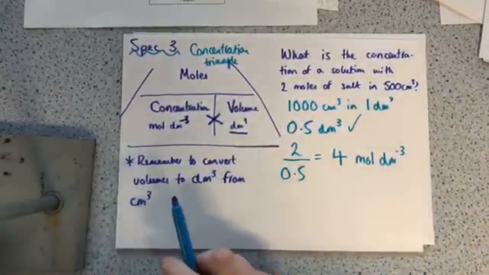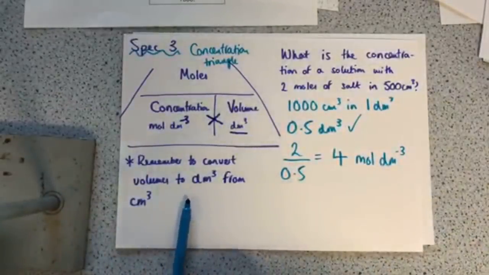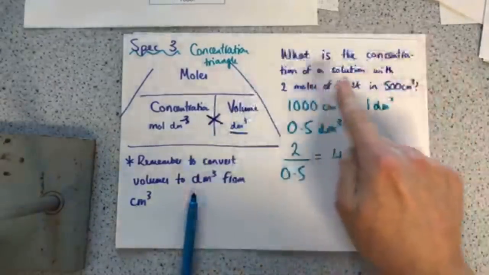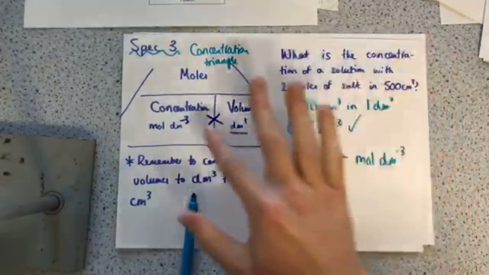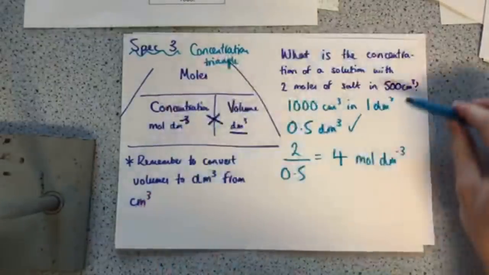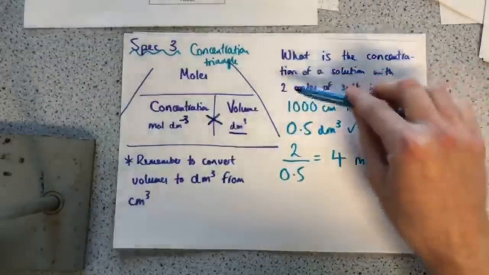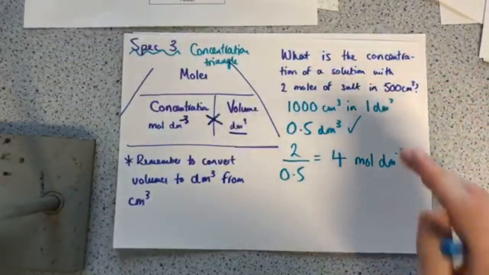The key point for this is you need to remember to convert your volumes to decimetres cubed. These questions sometimes look tricky on paper because you've got moles and centimetres cubed and you've got to remember all this stuff, but actually it's dead easy. Convert your volume first to decimetres cubed. Once you've done that, it's either a divide or a timesing job, which is nice and straightforward.